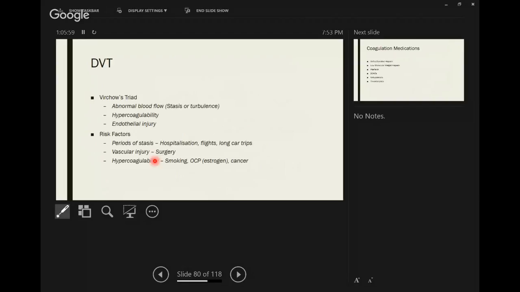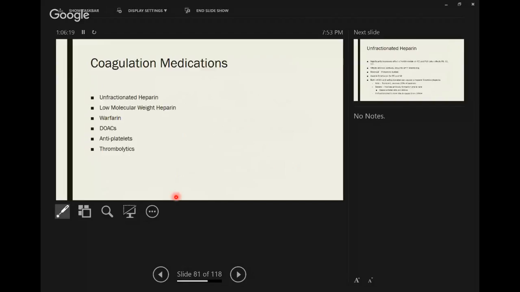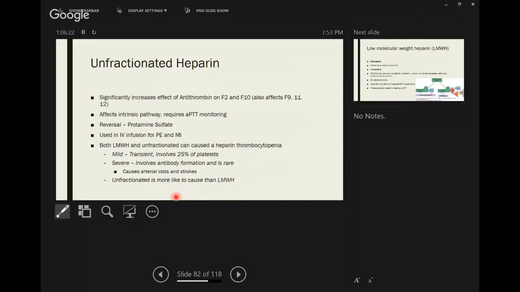Periods of stasis, so hospitalization, flights or long car trips; vascular injury, so surgery; hypercoagulability, so smoking, the oral contraceptive pill with estrogen, cancer or factor V Leiden, they're all risk factors for getting a DVT. And you'll always have those buzzwordy risk factors in a question about it. And then for drugs, just keep powering through.